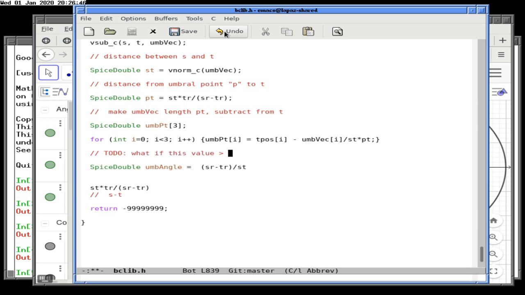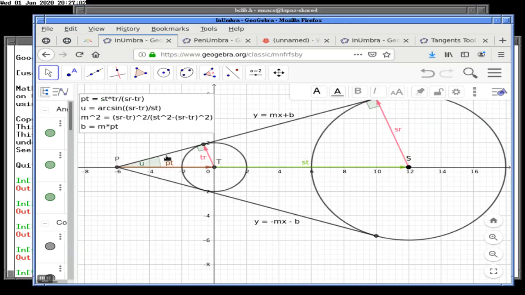Now, it's theoretically possible that the value I'm putting in here is greater than 1, and you can't take the arc sine of that, or less than negative 1, for that matter. I'm not going to check that condition, because if we're doing things correctly, that condition should never arise. This umbral angle can be as small as 0, it can be as big as 180, but it can't really be bigger than that. I don't see us ever putting in a value that's bigger than 1 here.